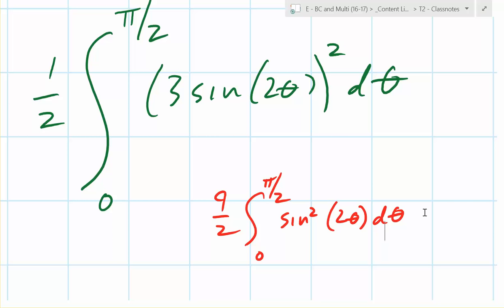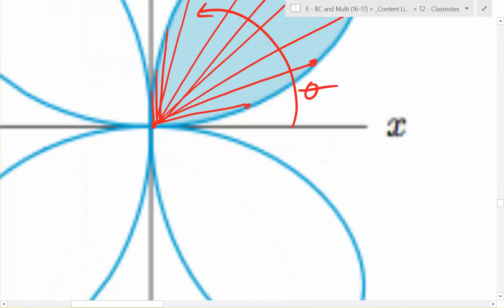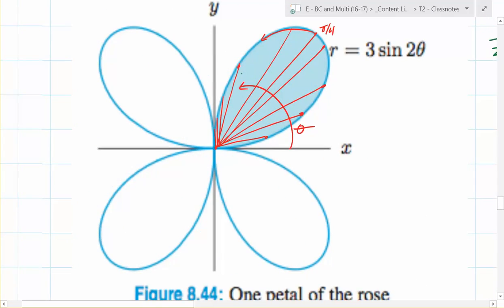Yeah. But the question I want to ask you is, do you agree that that right there is the area of that petal? Sure. Are you okay with that? That could definitely be a multiple choice question on the BC exam. What is the integral that represents the area of one of these petals? That's it.